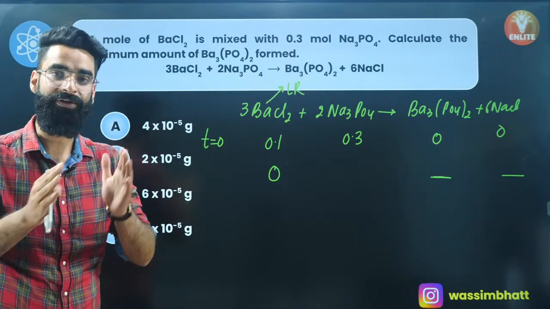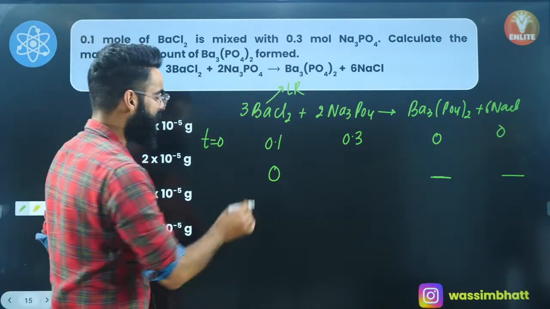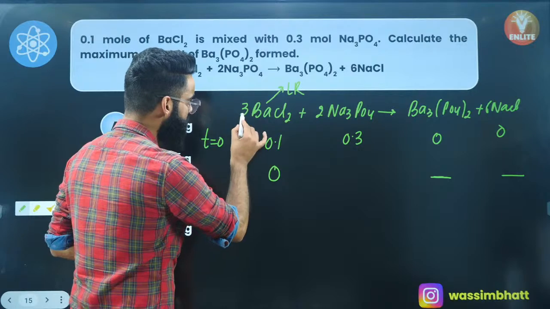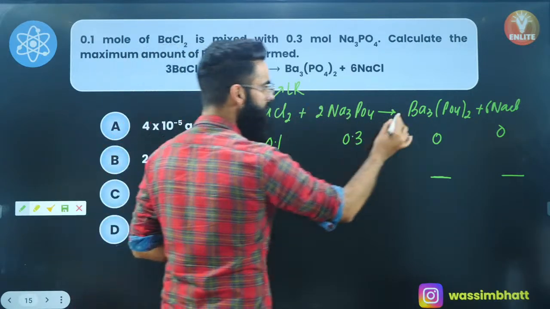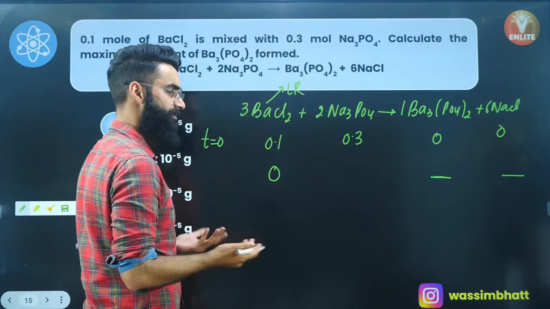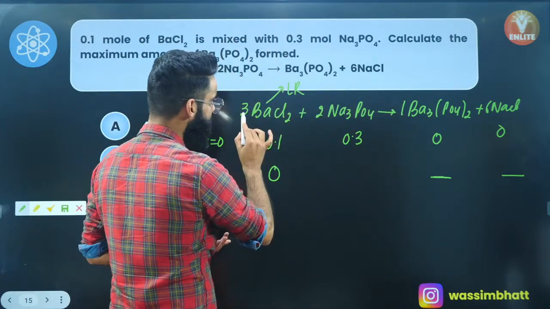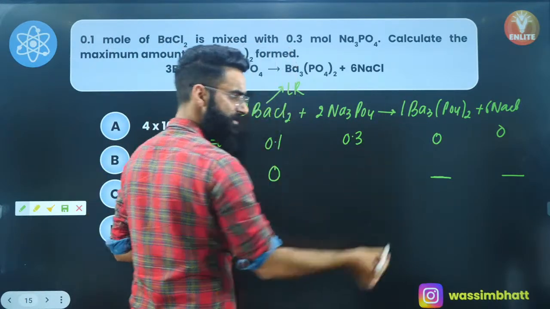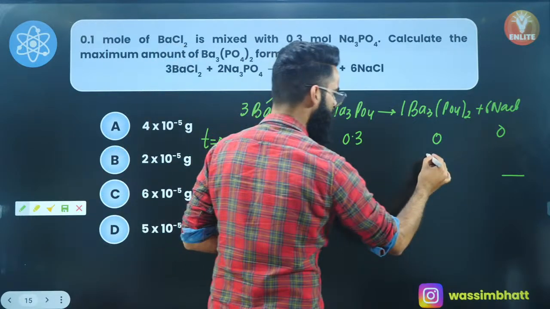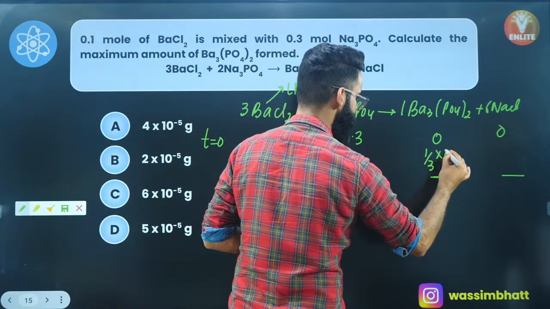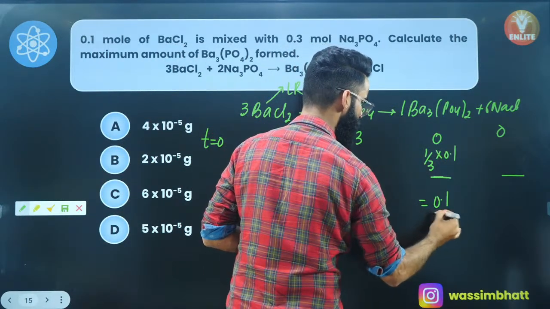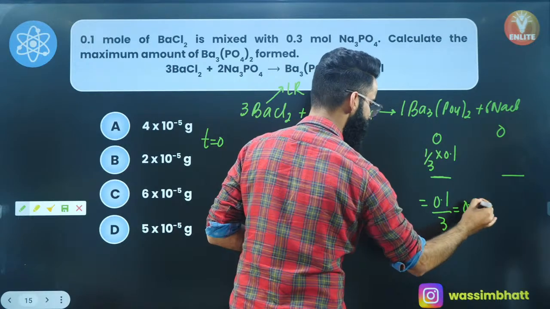And how come? I'll be using the stoichiometry now. Can I say, as per the stoichiometry, 3 moles of BaCl2, 3 moles of limiting reagent gives 1 mole of Ba3(PO4)2? Absolutely. 3 moles are giving me 1 mole, right? So 1 mole of BaCl2 will give me 1 by 3 moles of this, right? So 0.1 moles will give me 1 by 3 multiplied by 0.1, which is going to be exactly 0.1 by 3, which is going to be 0.033 moles.